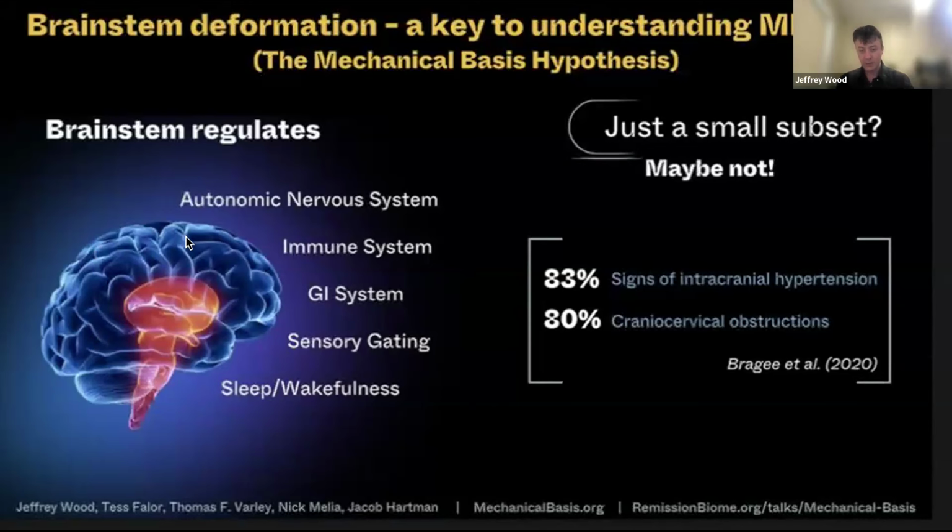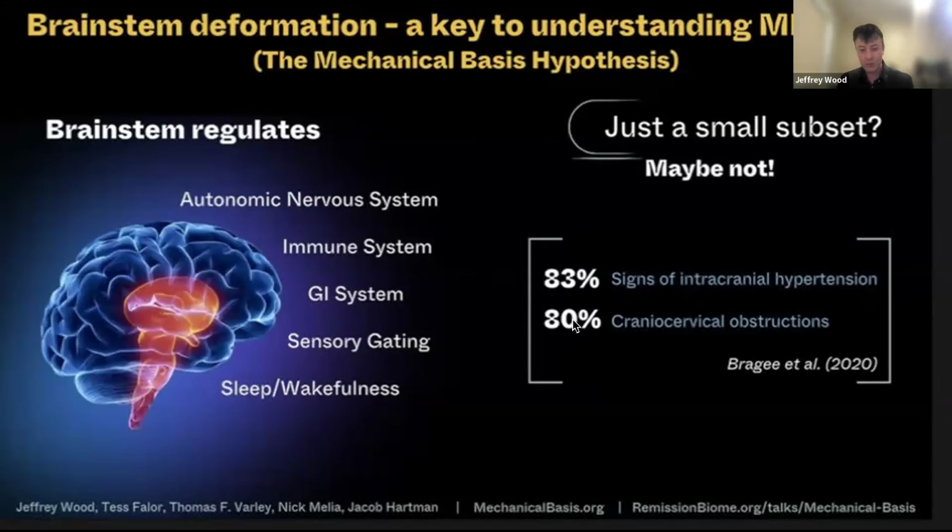So we looked at this study. It was the first of its kind. It was looking at the prevalence of mechanical pathologies in severe ME/CFS patients. So see these 83 and 80% numbers here. I'll first set the background for it. There were 205 participants. It was a retrospective cross-sectional study performed at a specialist clinic, and everybody referred there had severe ME by the Canadian Consensus Criteria. And what we see here is 83% of these patients had signs of intracranial hypertension, and 80% of them had craniocervical obstructions.